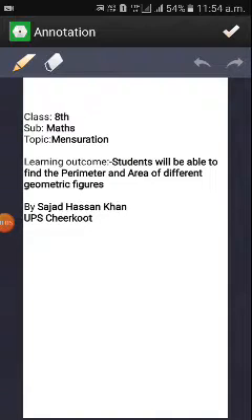Bismillahir rahmanir rahim. Dear 8th class students, I am with Mensuration, the 11th chapter of our maths syllabus. The learning outcome of this lecture will be that students will be able to find the perimeter and area of a square and a rectangle.